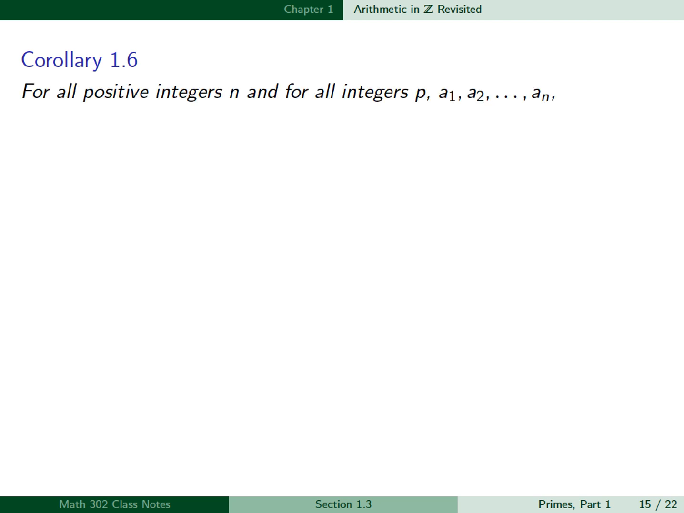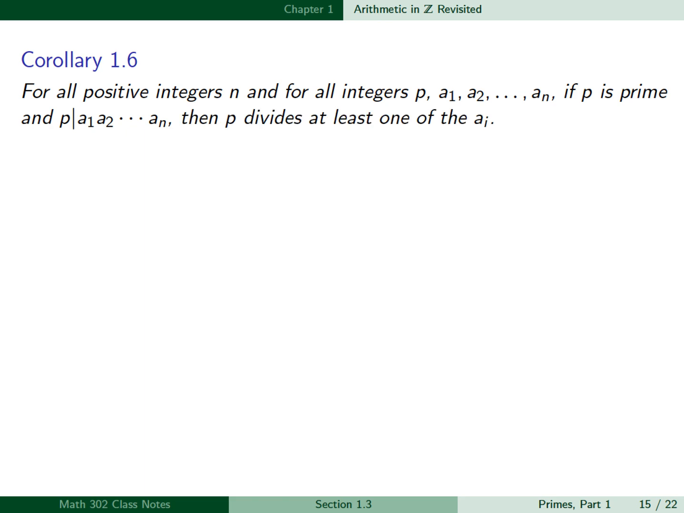We can use induction now to prove our corollary to Theorem 1.5. So this is Corollary 1.6. And it states for all positive integers n and for all integers p, a1, a2, down to a sub n, if p is prime and p divides the product a1, a2, down to a sub n, then p divides at least one of the a sub i. So the theorem says that if p is prime and p divides a product of two integers, then p must divide one or the other of the two integers. And so this is extending that result to a product of n integers.